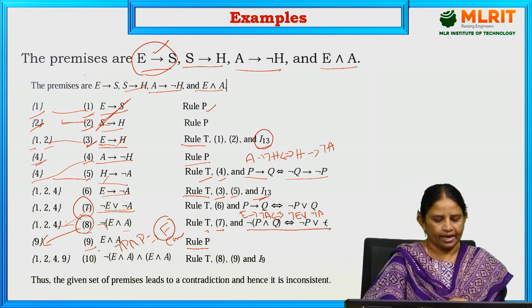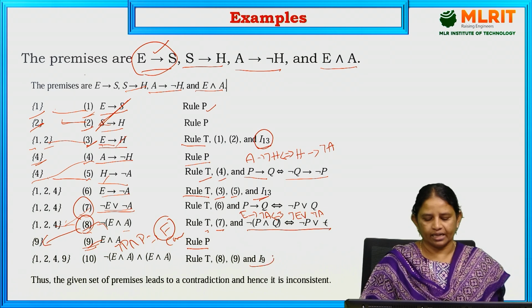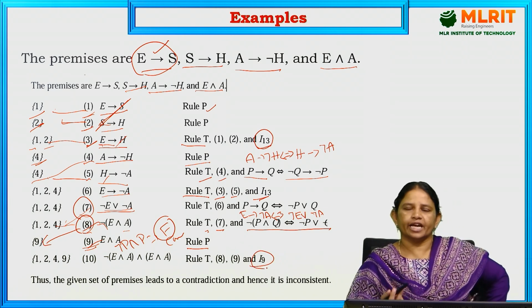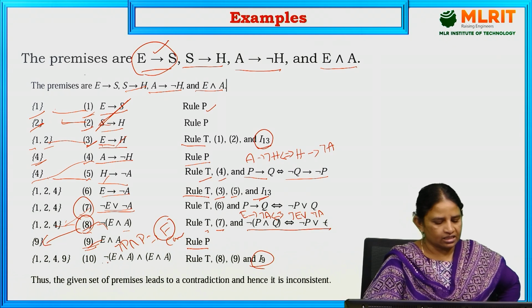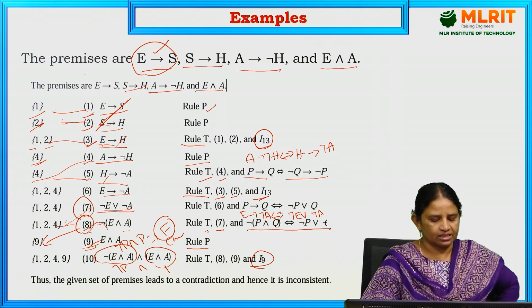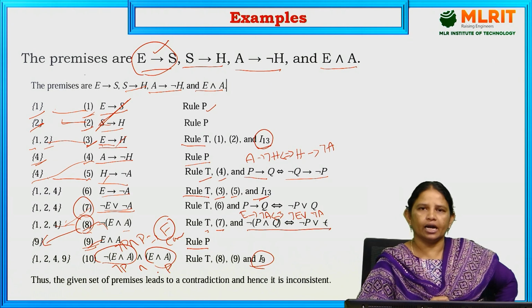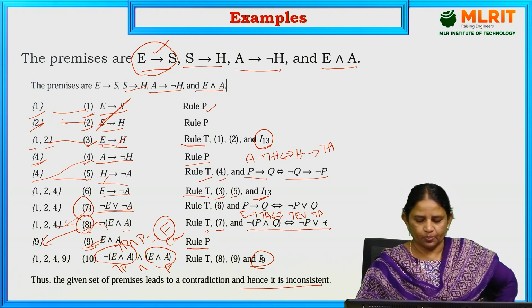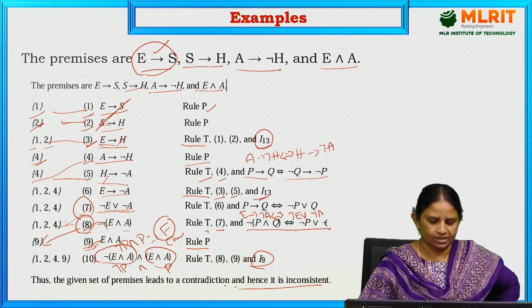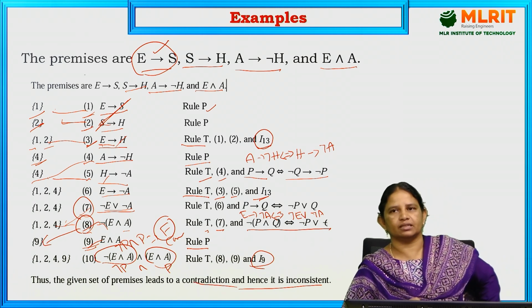Rule number 8, 9 and then implication number 9. So, negation P and P is a false. P and false. This statement is considered as a negation P and P. Negation P and P leads to a contradiction. The statements are said to be inconsistent.